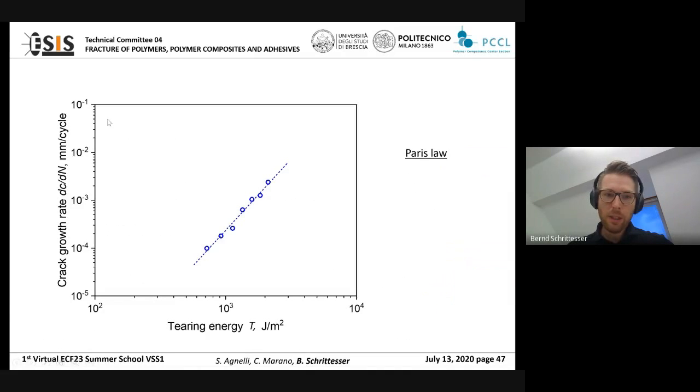As you see, when you put in logarithmic, double logarithmic scale the crack growth rate over the tearing energy, you have nearly a line, which is called the Paris law. And you see it here, this exponential law, where the slope is m and the intercept is the logarithm of c.